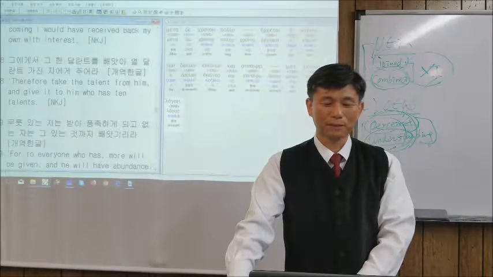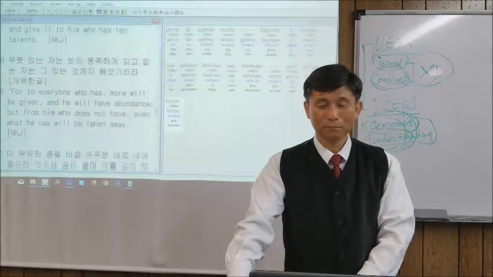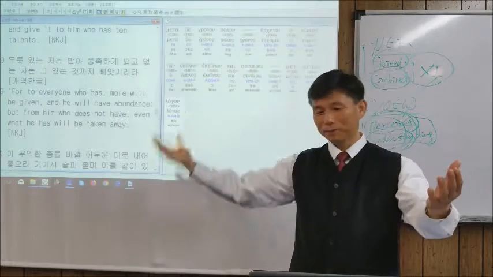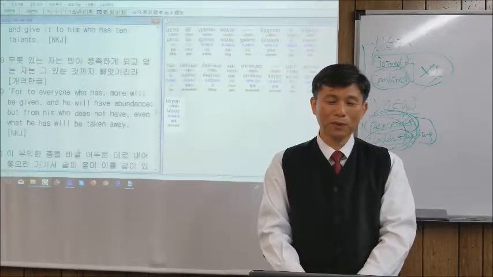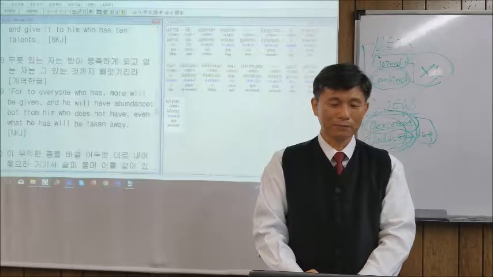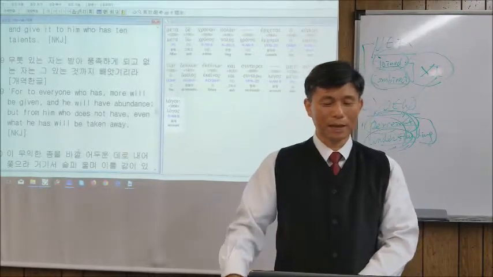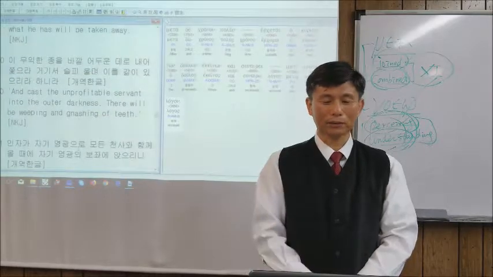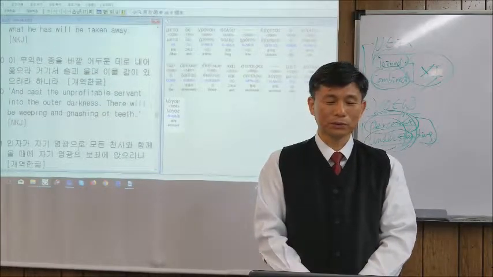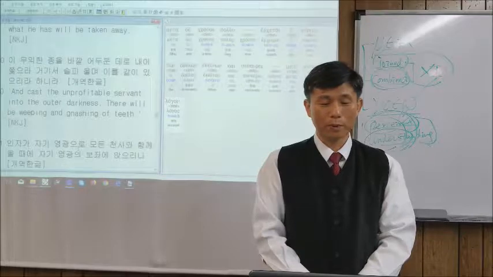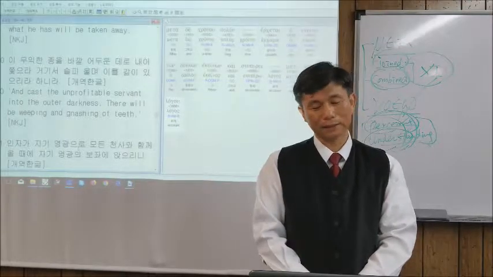Therefore take the talent from him and give it to him who has ten talents. Because he reproduced five talents. For to everyone who has, more will be given, and he will have abundance. And from him who does not have, even what he has will be taken away. And cast out the unprofitable servant into the outer darkness. There will be weeping and gnashing of teeth.